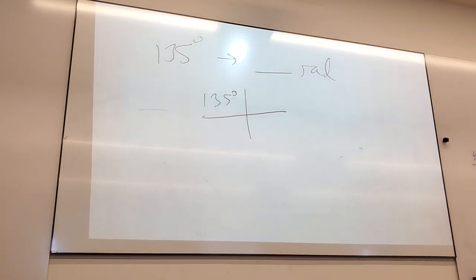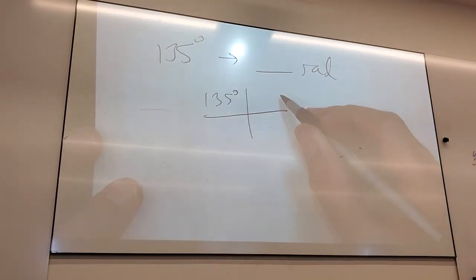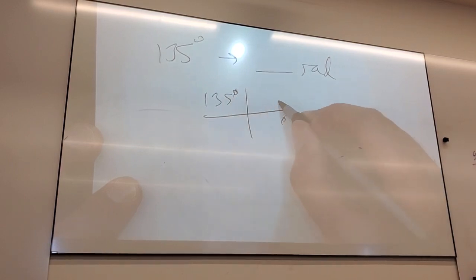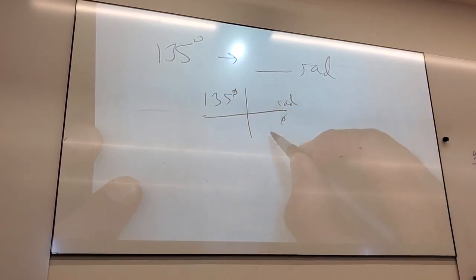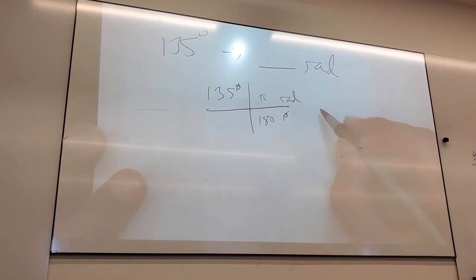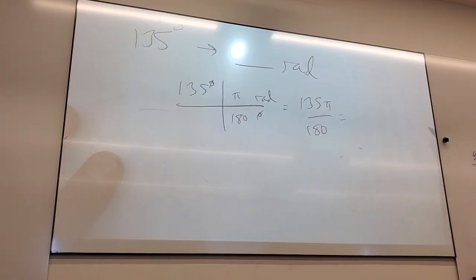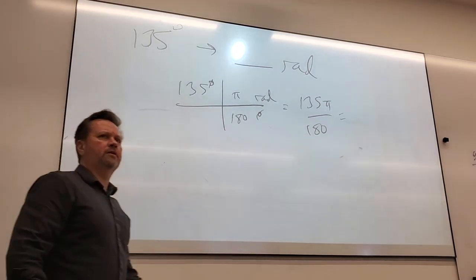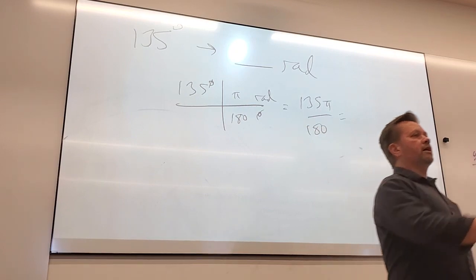So first off, where's degrees go? On the bottom, so they cancel. Up top I got rads. So then where's 180 go? 180 goes by the degrees. I like it. So how do I reduce this? You divide 135 by 180. Sort of, but then you get decimals. I don't want that.